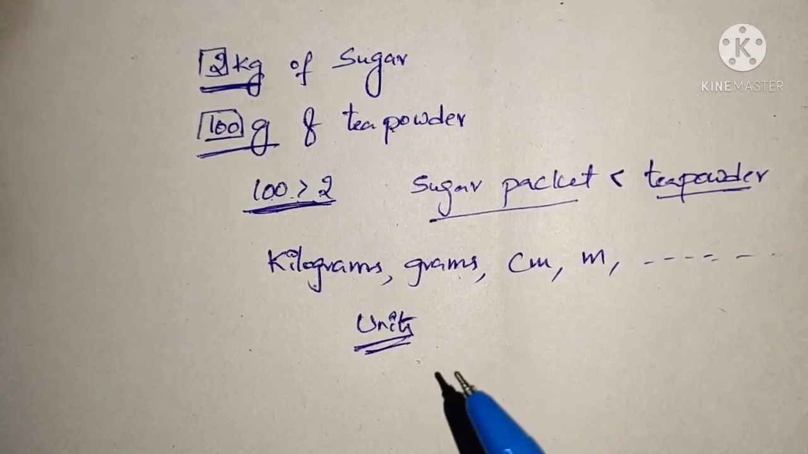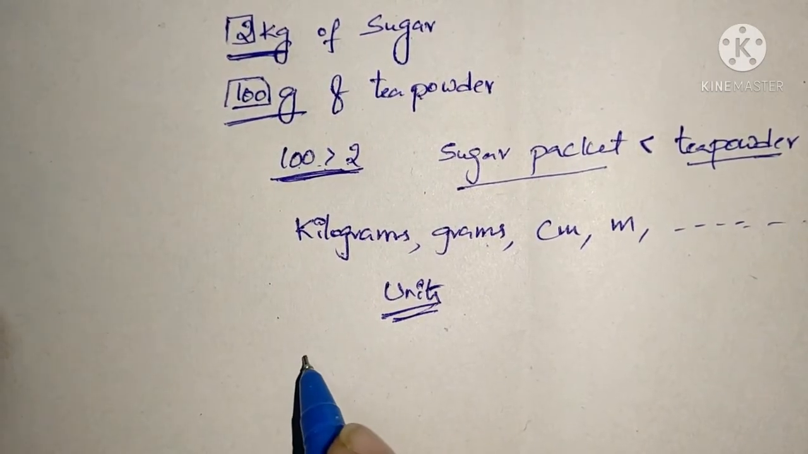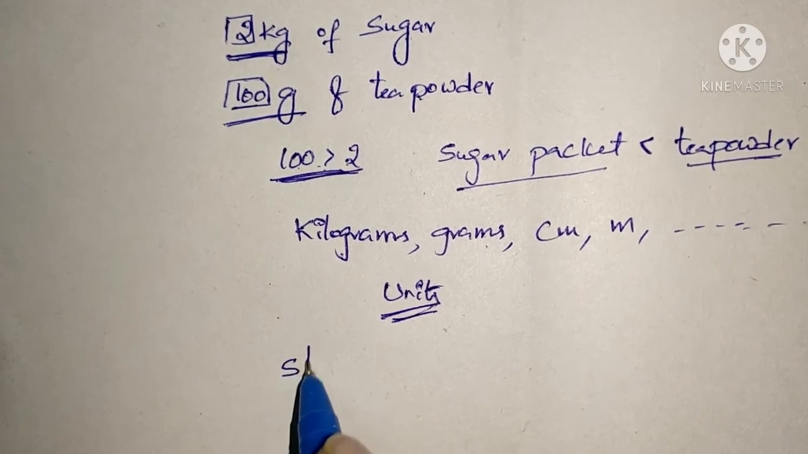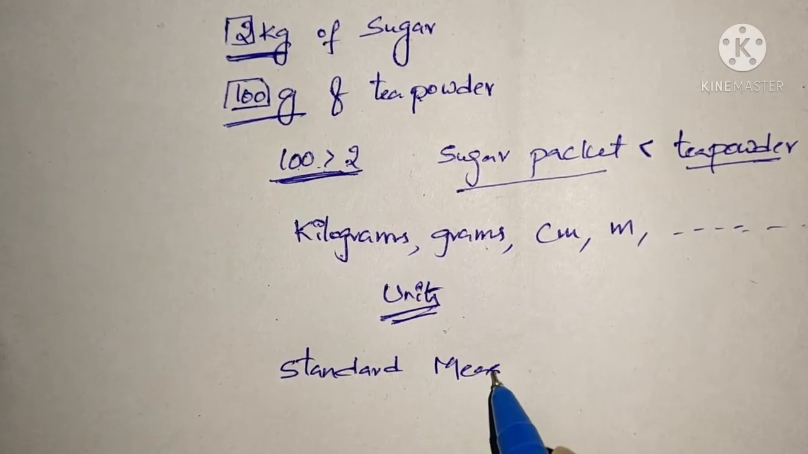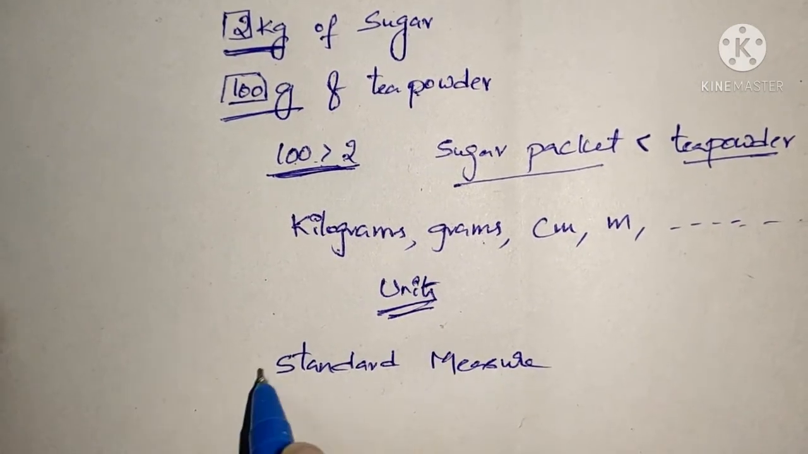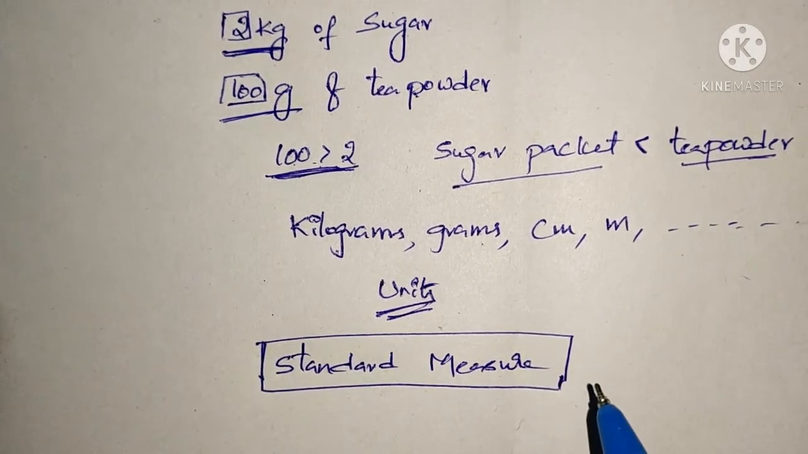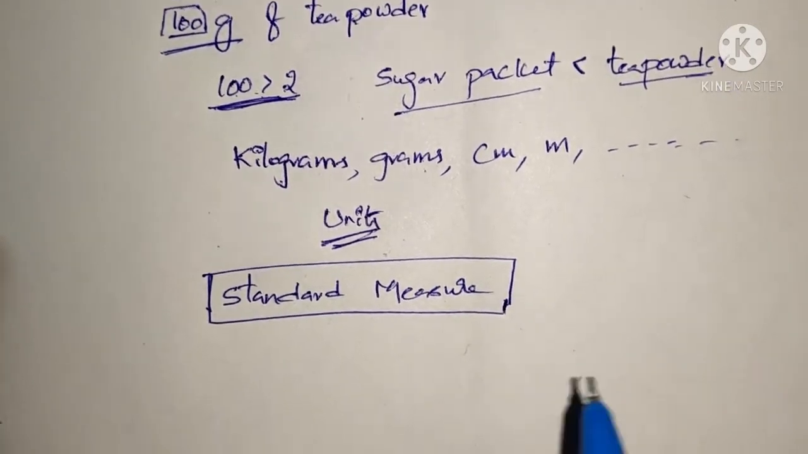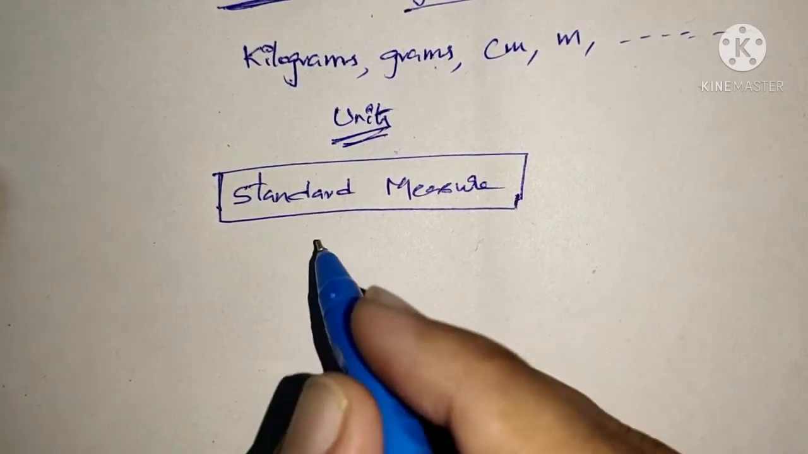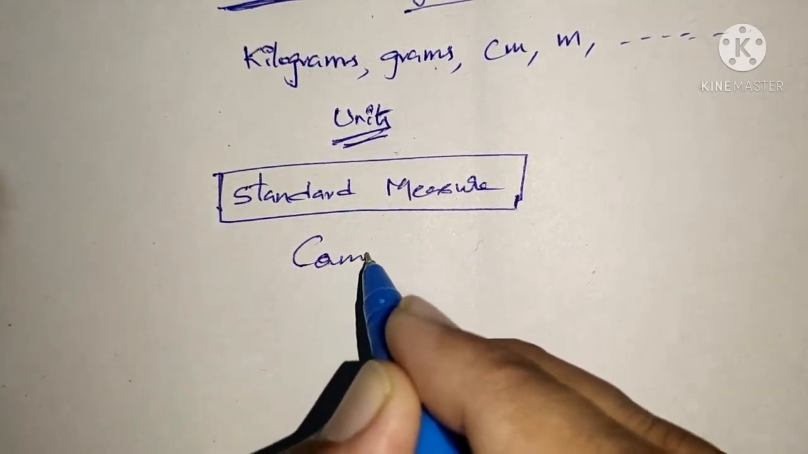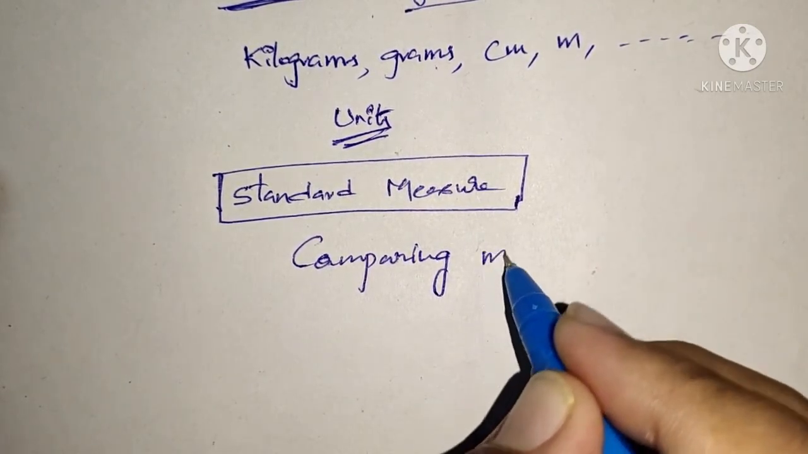So what is a unit? We'll come to the definition of unit. A unit is nothing but a standard measure. You have to say that a unit is a standard measure. And for what purpose do we use this unit? The unit is used to compare measurements.